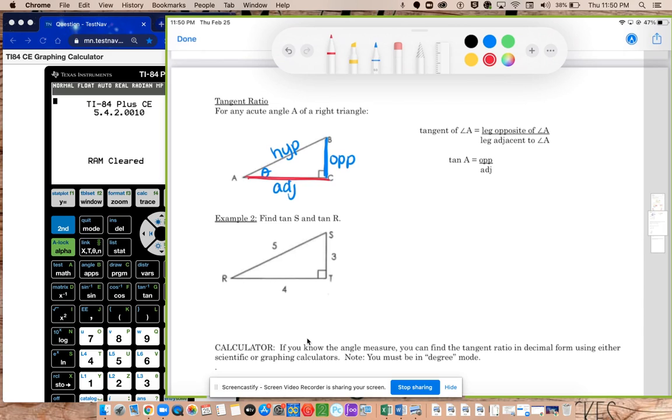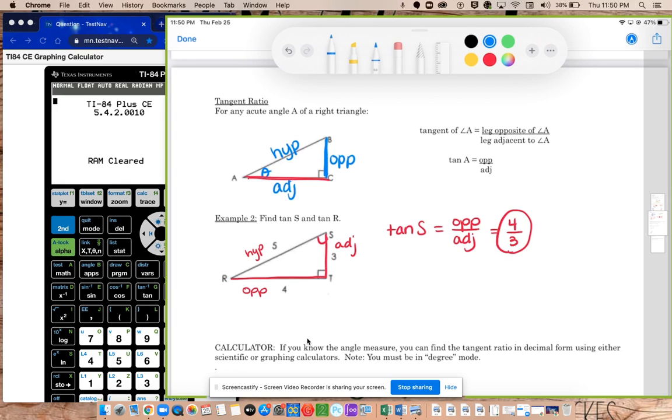So let's take a look at this example down here. We're going to find tangent of S. S is this angle up here. The opposite side is going to be 4. And the adjacent side is going to be 3. And we know 5 is the hypotenuse, but that doesn't really help us for tangent. So if tangent of S is going to be opposite over adjacent, the opposite side is a measure of 4, and the adjacent is a measure of 3.